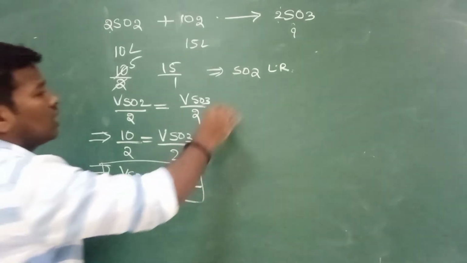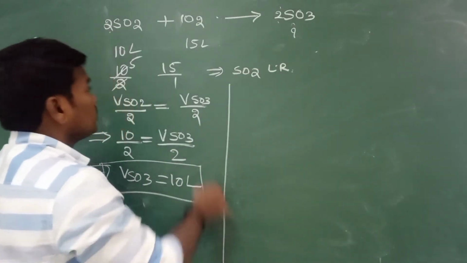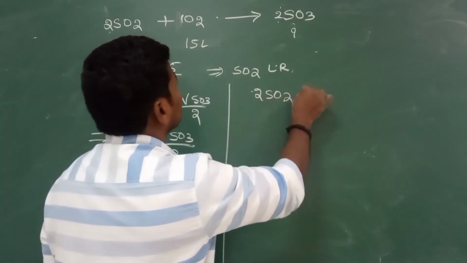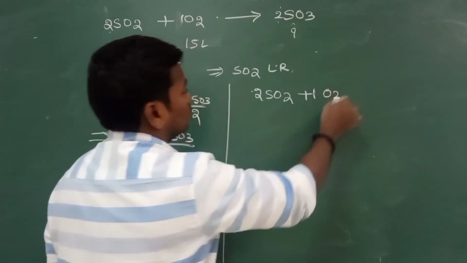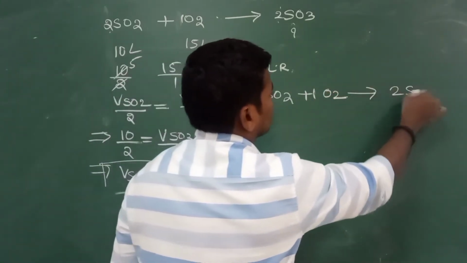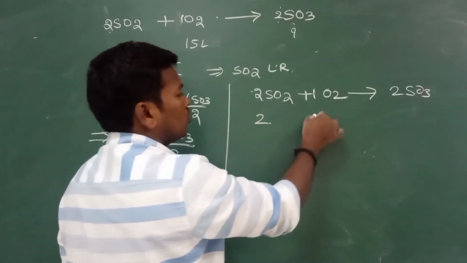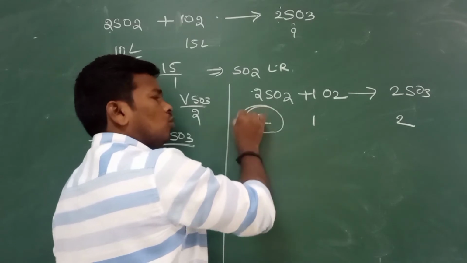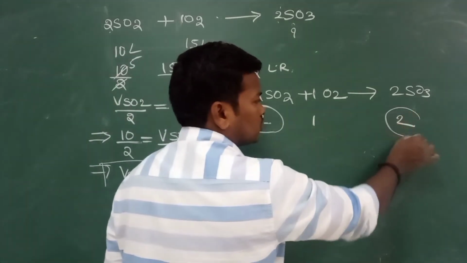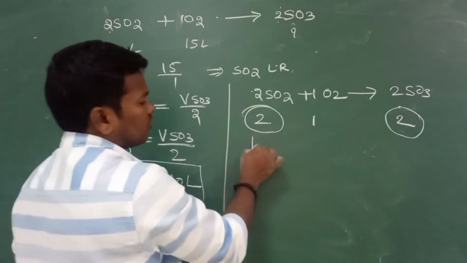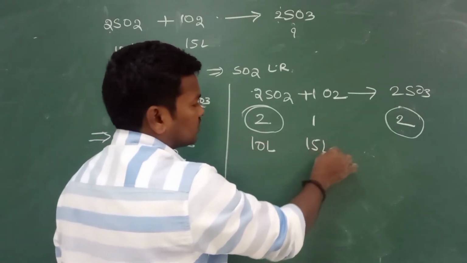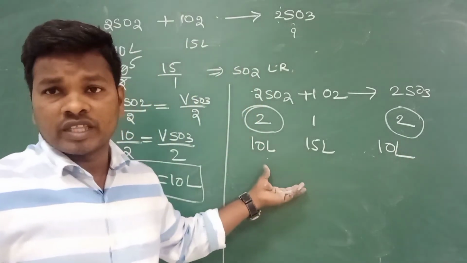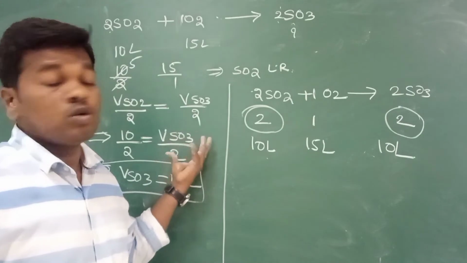You can go with this method or you can go with the unitary method. How does the unitary method work? From the equation 2SO2 plus 1O2 gives rise to 2SO3, the ratio is 2, 1, 2. That means if 2 liters of SO2 react, it also produces 2 liters of SO3. So if it is reacting with 10 liters, with 50 liters of O2 available, of course it also produces 10 liters. So you can go with the unitary method or the volume ratio method.